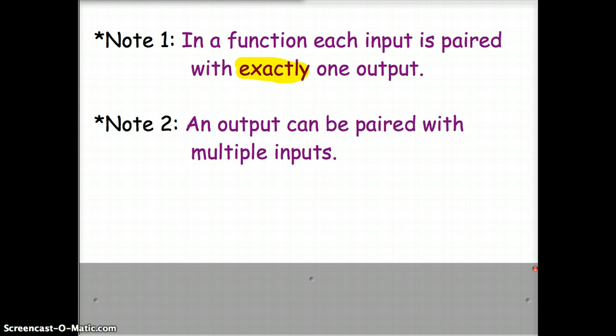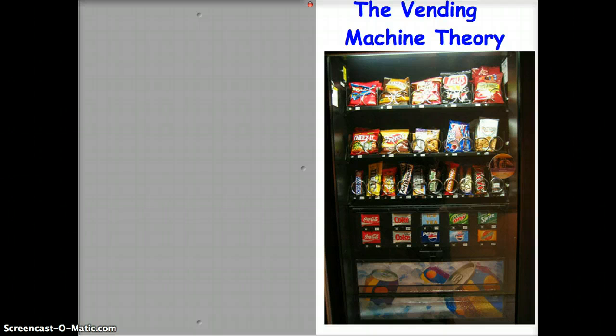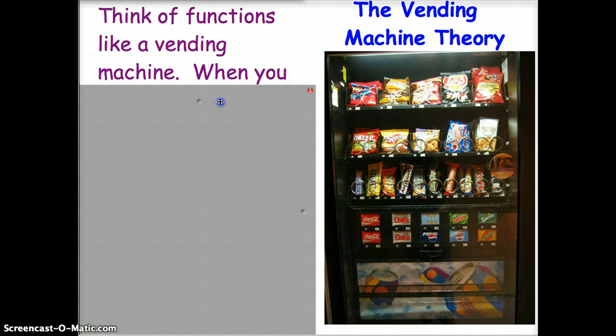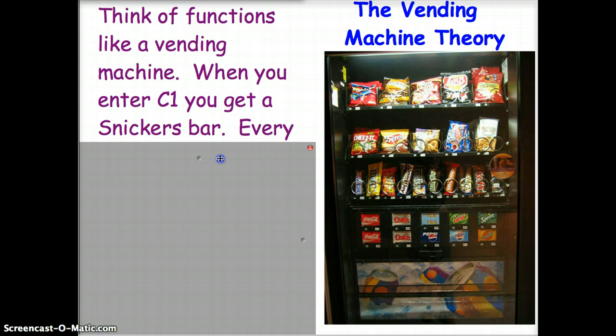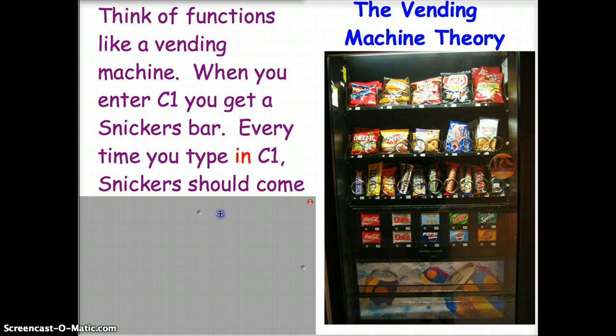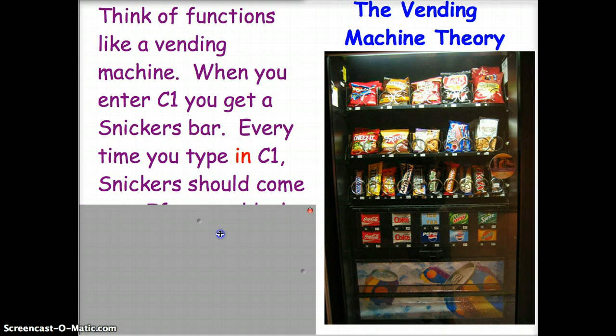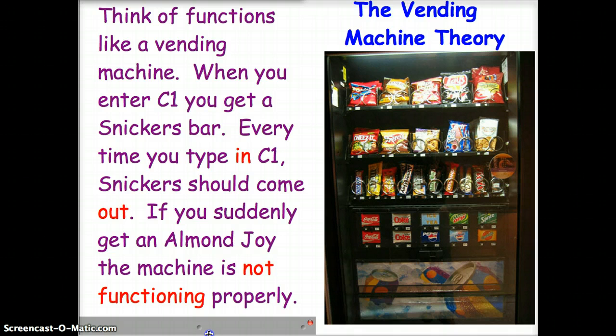About 2-3 years ago, I came up with the vending machine theory. You're going to think of functions like a vending machine. If you press C1, you get a Snickers bar. Every time you type in C1, a Snickers bar should come out if it's functioning correctly. If you suddenly get an Almond Joy, the machine is not functioning properly. It's the same kind of thing with functions. Each time you put in the number 3, you should always get 7 out, if you get 7 out the first time.